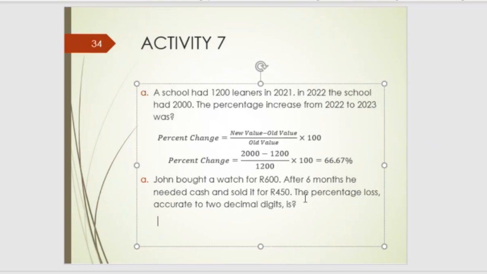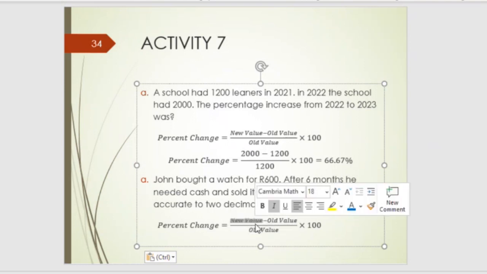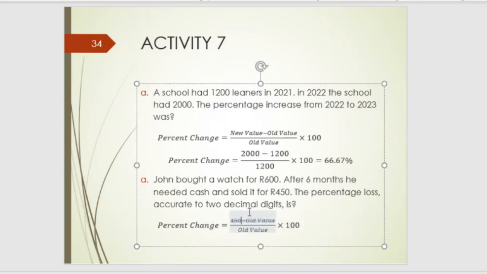So John bought a watch for 600. After 6 months, he needed cash and sold it for 450. The percentage loss is what? So again, let's try this one. Because it's a percent loss, the expectation is that we're going to get a negative value here, because the new value is 450 and the original value was 600. What would be the answer? I know that it's going to be negative. I think it's going to be negative 150. 150 divided by 600 is 0.25, multiplied by 100 is going to be 25%. So this is going to be the loss, which is 25%.